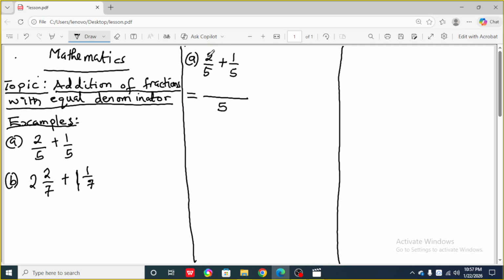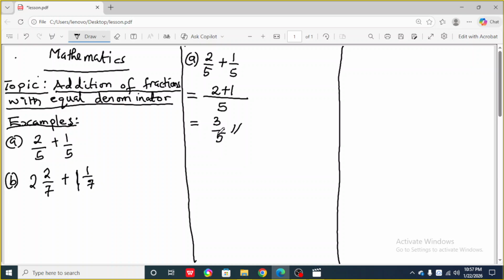What is at the top of each fraction is what you call the numerator. You add the numerator as you pick the denominator. And if you are doing that, you are going to have 2 plus 1. So in the next step, we are going to have 2 plus 1, which is what? 3/5. So this is what you do whenever you are solving fraction.